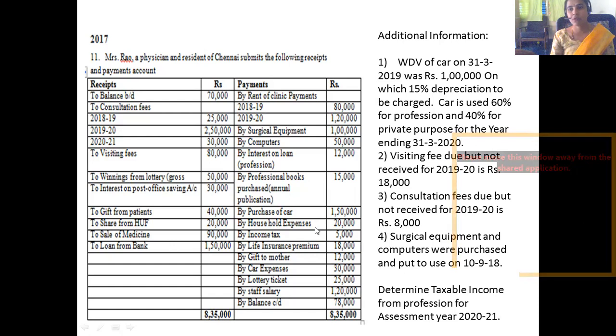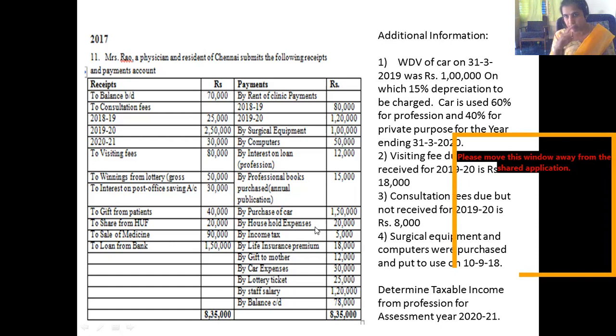Household expenses are not related to profession. Income tax is a non-professional expenditure. Life insurance premium is a non-professional expenditure. Gift to mother cannot be taken; it's personal. Lottery ticket is not coming. Staff salary is a professional expenditure.